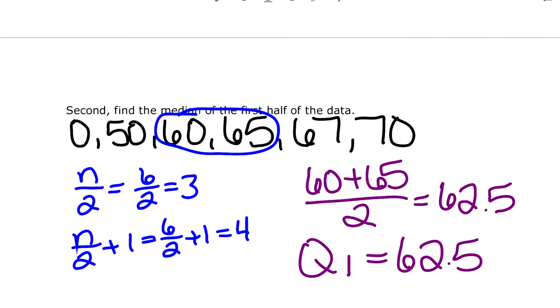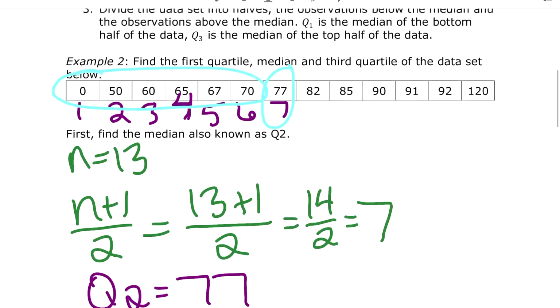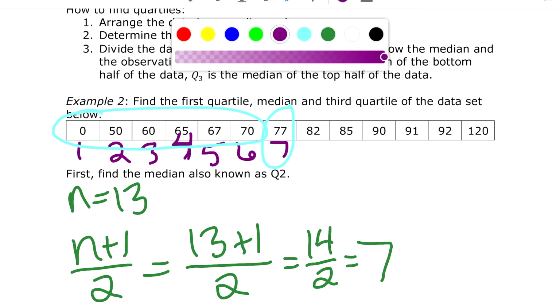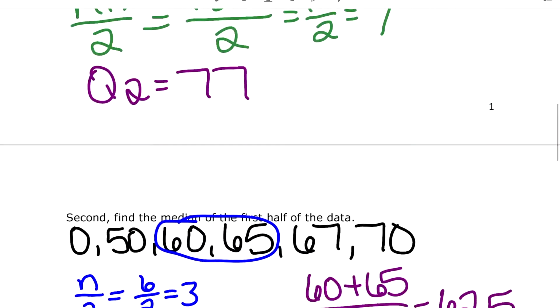And now finally, for the last one, I'm going to find the median of the upper half of the data. So I'm going to come back up here, and I'm going to look at everything that is larger than the median. That's 82 all the way up to 120. I'm going to take these numbers and find the median of these numbers. So again, down below, I'm going to rewrite them: 82, 85, 90.